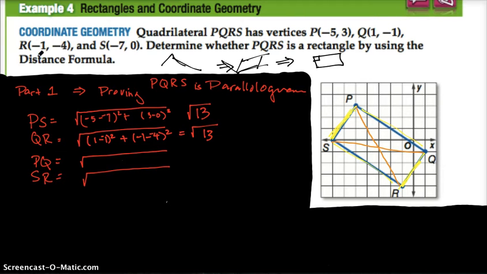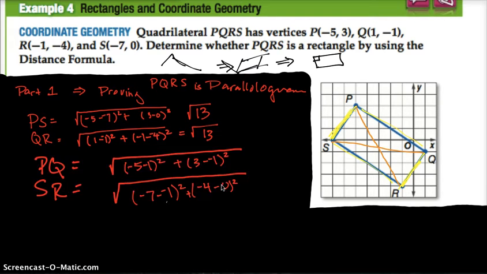Let's see what we can do for PQ and SR. So here we are comparing PQ and SR, and once we plug everything into the distance formula, we get -5 minus 1, which is -6, quantity squared, 36. And then we get 3 minus -4, minus 1, which is a 4, quantity squared, we get 16. So we have 36 plus 16, which gives us 52 underneath the radical, or the square root of 52.